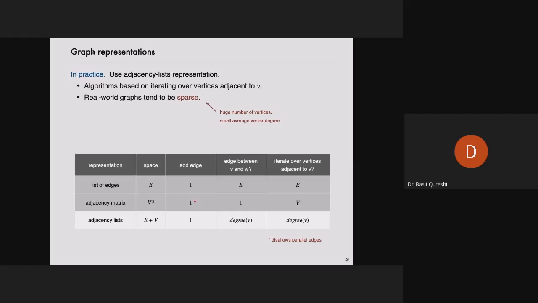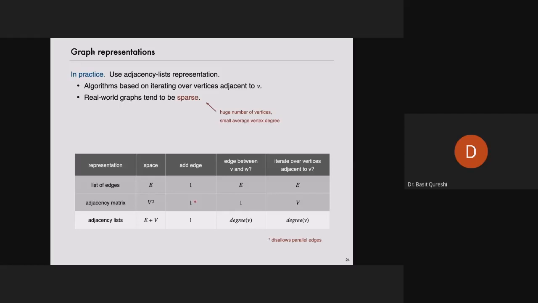If I want to delete something, it will be very similar to searching. So in the edge list, the runtime would be O of E. Adjacency matrix would be O of 1, and adjacency list would be degree of V.